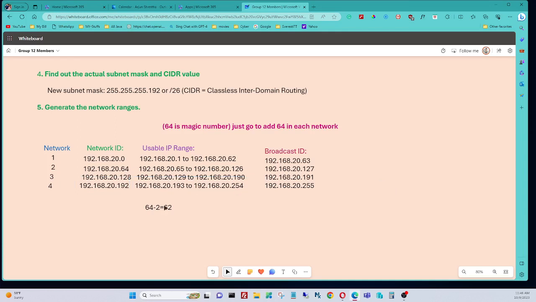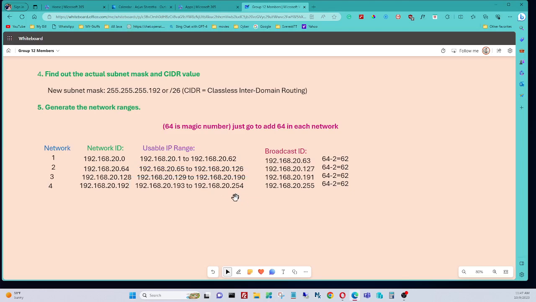But in between, that's why I wrote here 62, minus 2. Every network has 64 hosts in total, 64, 64, 64, 64, but usable is 62, 62, 62, because the broadcast and network ID we don't count. So that's how we get this range always.